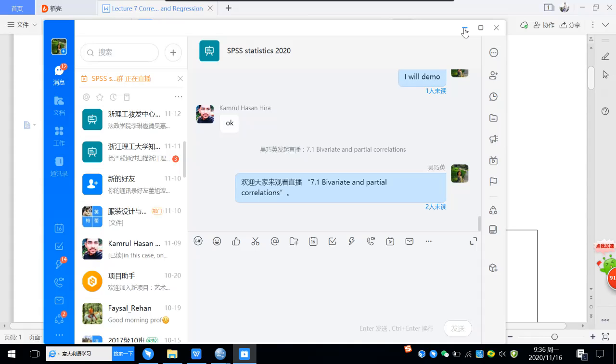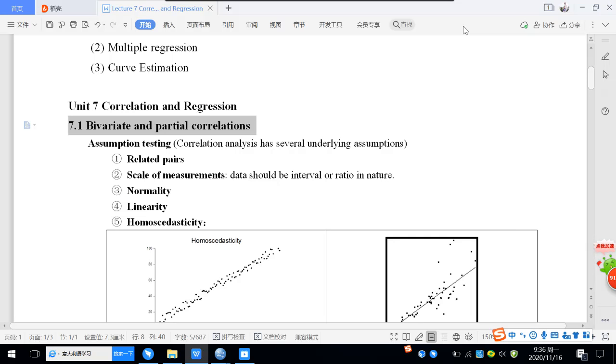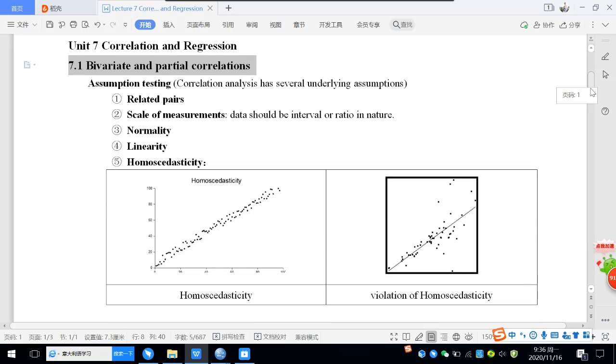Okay, firstly, let's look at bivariate and partial correlations. Let's look at several terms here. The bivariate and partial correlations belong to correlation and regression. It's very important.